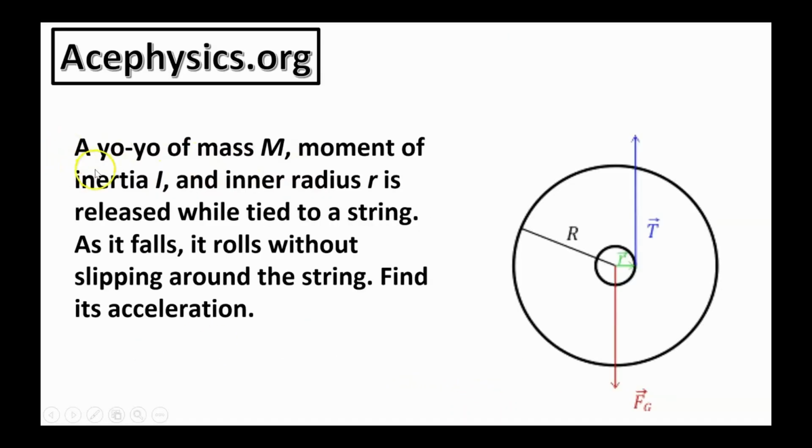Problem number 4. A yo-yo of mass m, moment of inertia I, and inner radius little r is released while tied to a string. As it falls, it rolls without slipping around the string. Find its acceleration. Here we have a yo-yo. It has outer radius big R and an inner core with radius little r, and there's a string wrapped around that. The string produces a tension force upward, and that produces a tension torque, which causes a counterclockwise rotation. And we also have gravity acting at the center of mass of the object.